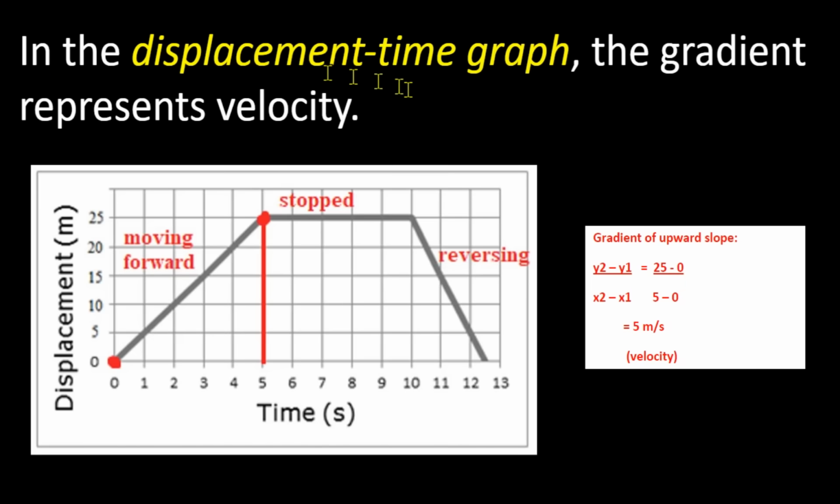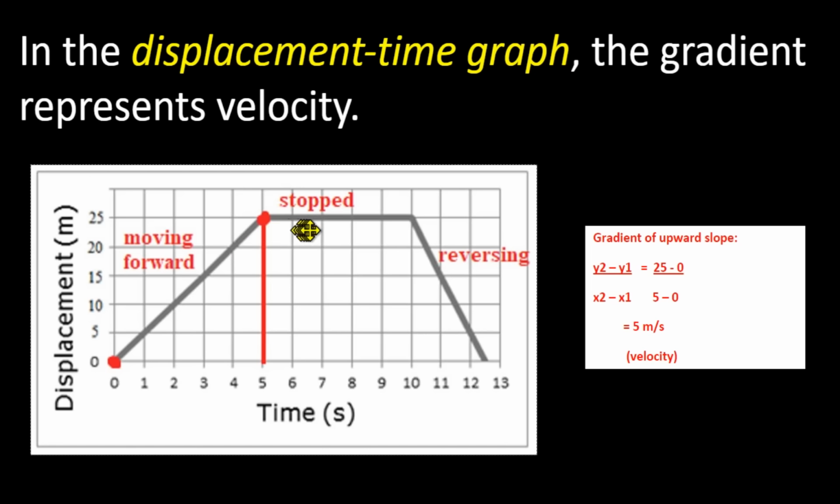In a displacement time graph, the gradient represents velocity. In this particular one here, the line that is going up means that the object is moving forward. If we were to find the gradient, in this case, we would say 25 meters over 5 seconds, that will be 25 over 5, which is 5 meters per second, which will be the velocity of the object as it is moving forward.